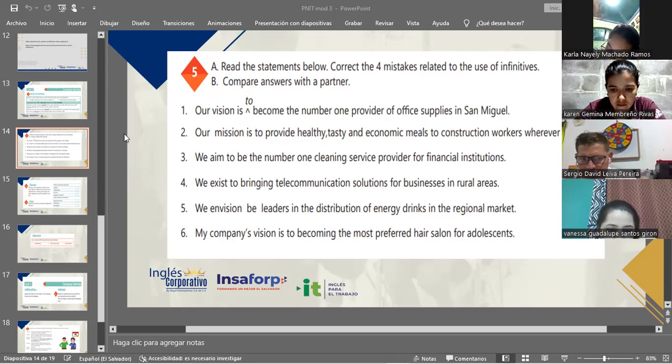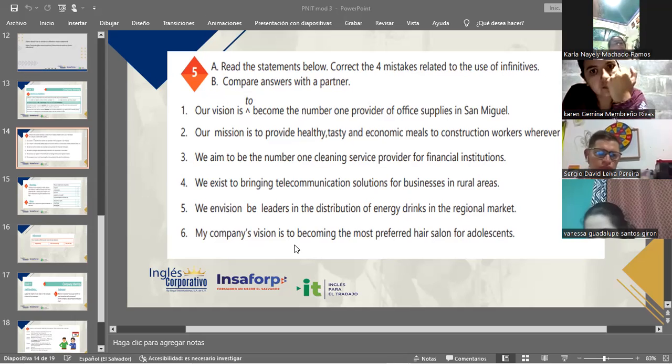A simple question. Did you take note of the corrections? Yes. Porque algunos no tomaron la corrección. Están leyendo con el error que está ahí. Be careful. My company vision is to become. Así que becoming es el error. Es to become. ¿Ok? Pay attention.